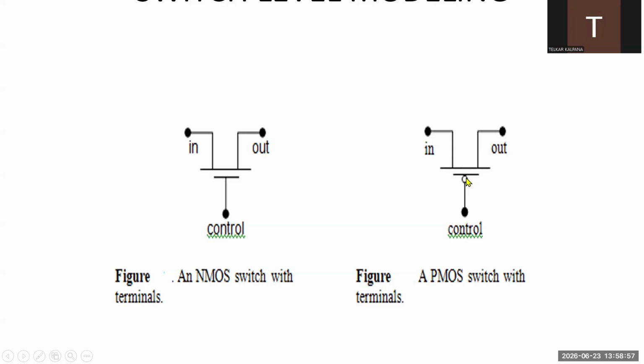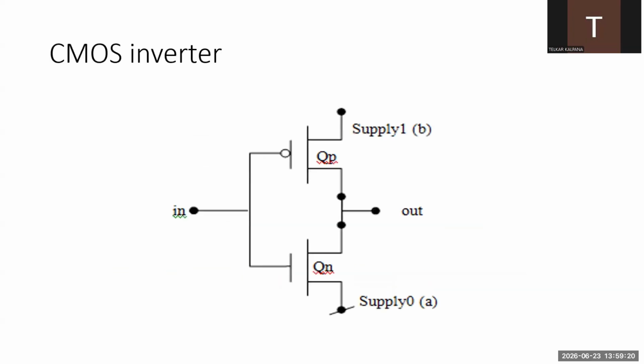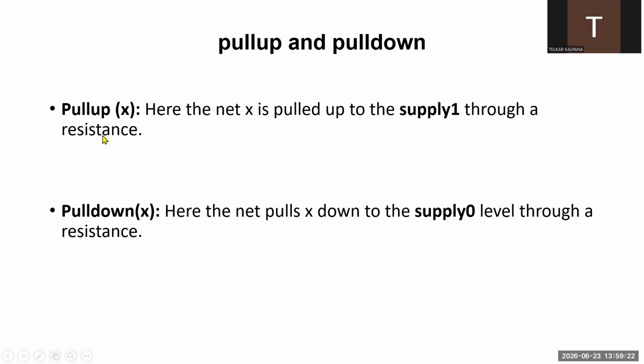This is the symbolic representation of PMOS showing the bubble at the gate. So this PMOS conducts when its gate to source voltage is negative or nothing but logic 0. In this way, we are going to use the transistor symbols when we are going to represent the logic with the help of transistors, MOS transistors.